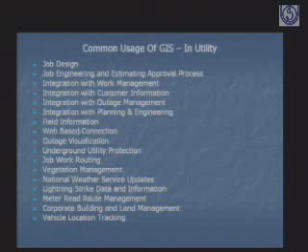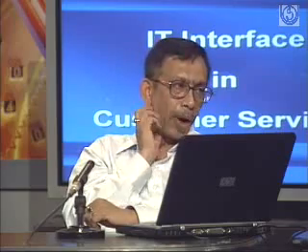These are the uses of GIS. Job design: with GIS we can do network planning, job designing, and estimating. It is becoming very easy for us to estimate, because while estimating from point to point we get the exact distance, how many poles are required, how many cables are required. This we can easily find out from the GIS map. Job designing becomes easier if I have a GIS map.